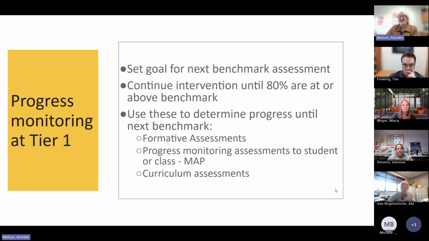Then after you've selected what you're going to do for an intervention, you're going to set a goal. So what do you think you'll see at your next benchmark assessment? We're going to put that intervention in place, and then we're going to go to benchmark assessment and look to see, did that help boost our students up above into that 80%? So now do we have less than 20% who are needing intervention?